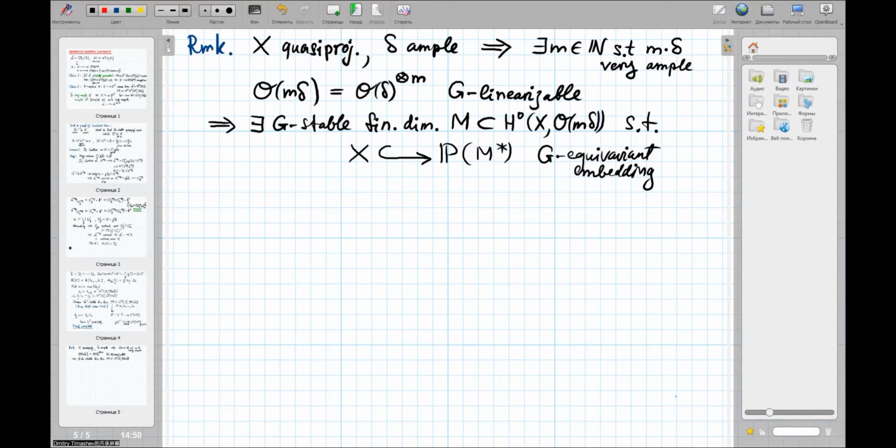Normality is essential. I didn't write it here, but let me write it here, that I assume that X is normal, of course. Normality is essential, as the following example shows. Let me consider an example.